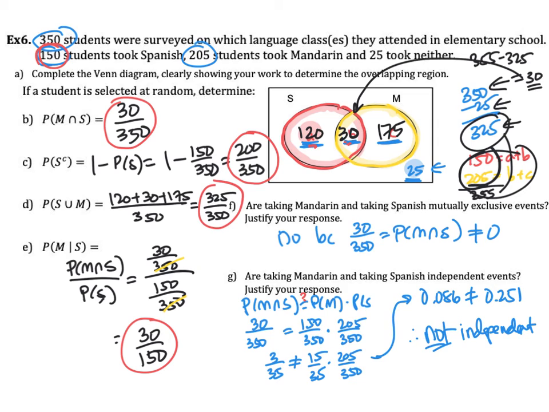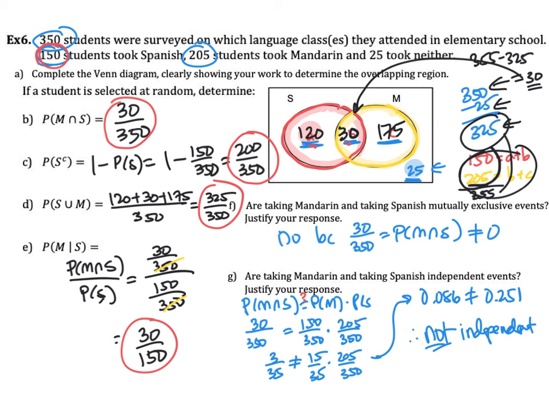All right, so check out the answers. Did you get 30 over 350 for Mandarin intersection Spanish? Did you get 200 over 350, or 20 over 35, for not Spanish? Spanish or Mandarin was 325 over 350. Mandarin given Spanish, you should have gotten 30 over 150. Again, any of these fractions could have been reduced, or you could have put them as decimals, so check your calculator. If you have an equivalent to mine, it's fine.